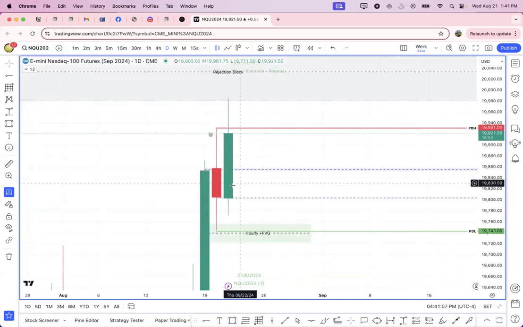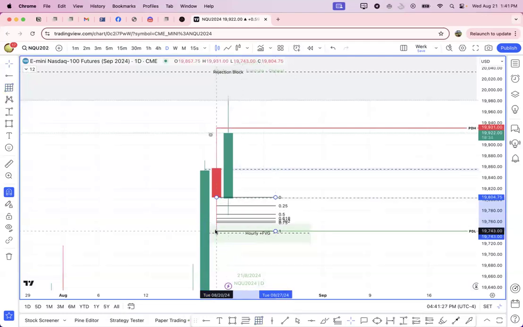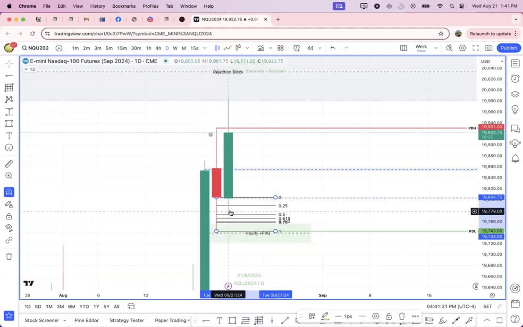So yesterday, based on the daily initial, I call it the initial draw on liquidity. Based on how this candle closed, I would have been looking to take out previous day low. And we see right here that we could not take it out, but we got to 50% of this wick. So that could have been an early indication to let us know that we can't go any lower, look for longs.